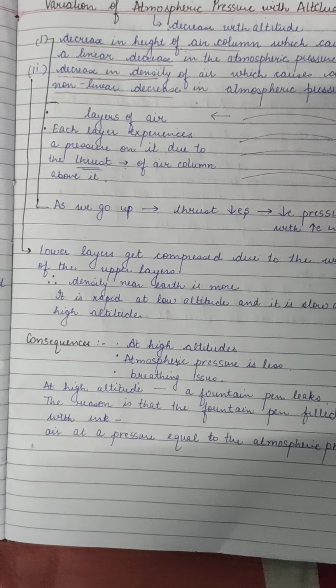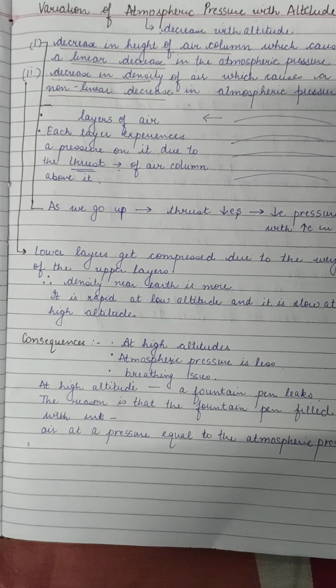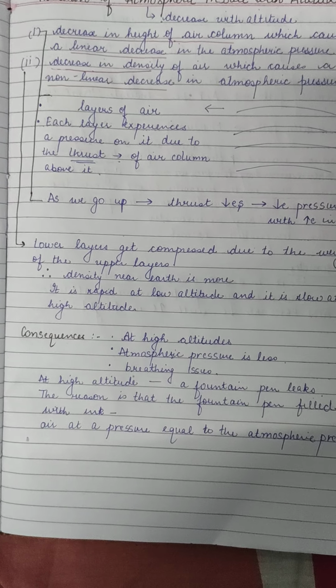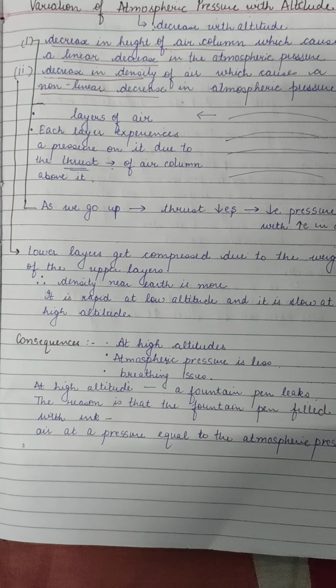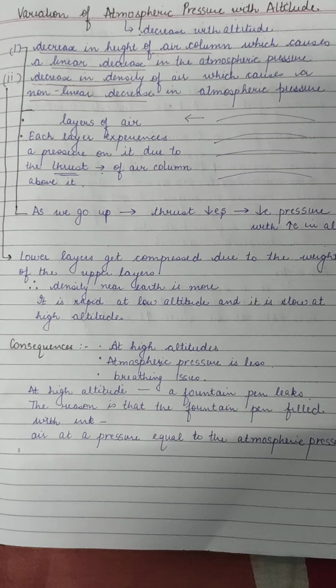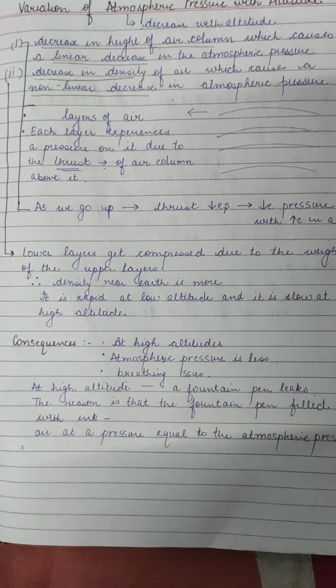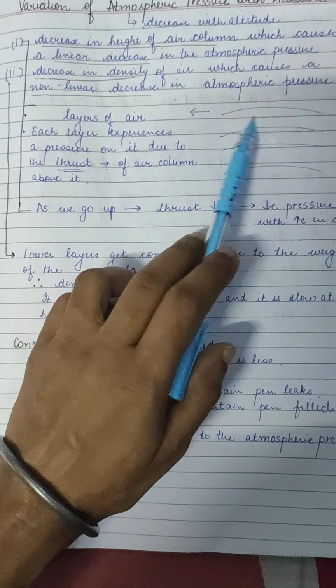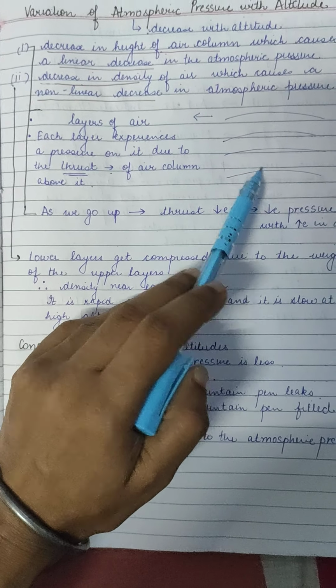The next part, you can see the arrows are there. Now what happens in the case of the density part? Lower layers get compressed due to weight. Since the lower layers get compressed due to weight, as I already told you, upper layers are there. Now what about this layer?